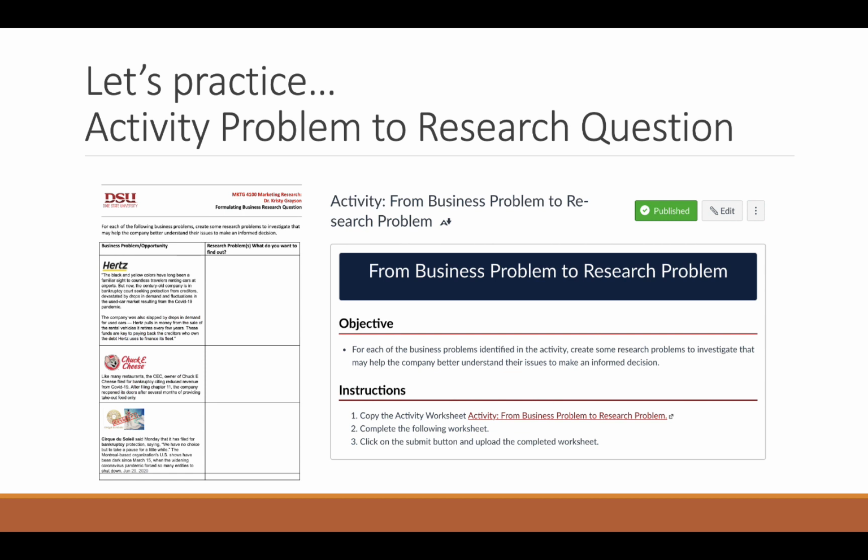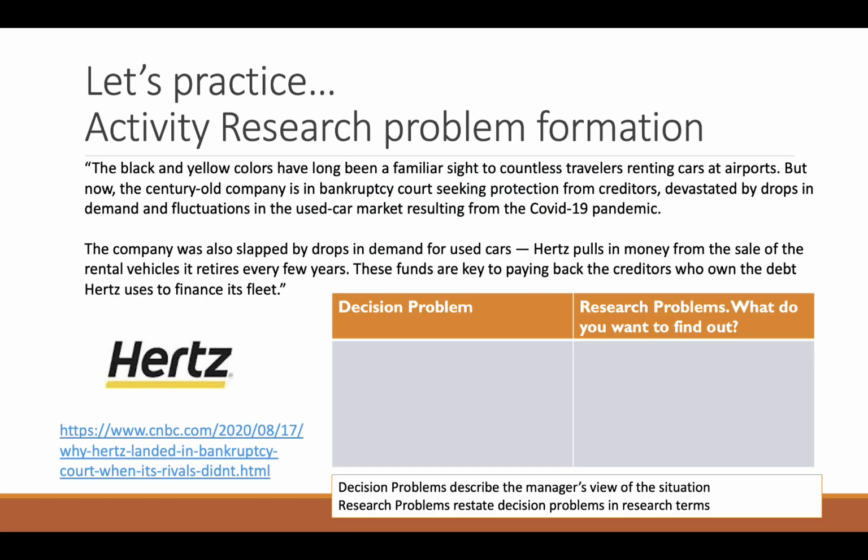So what we're going to do now is, I want you to go into Canvas, pull down the business problem to research problem activity, and I want you to work on this this week. We're going to show you a couple of examples here. So basically what we're doing is translating a business issue that is going on for a company, and you are going to tell me what the business problem is and tell me what the research problem is, what you want to find out.